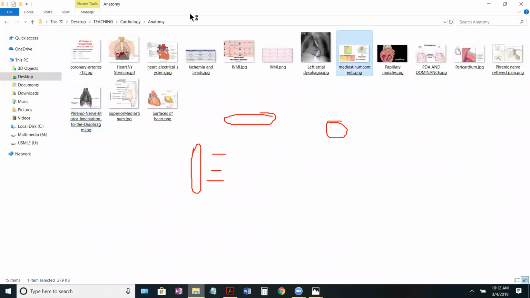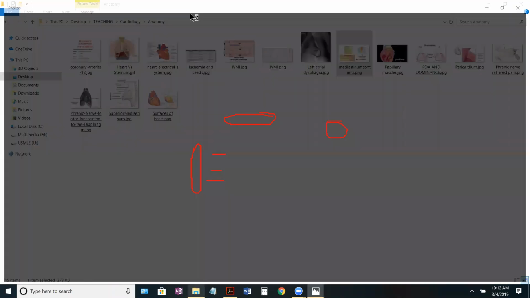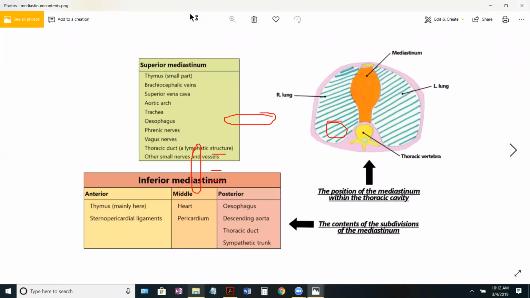So what are the various components of the anterior mediastinum, posterior mediastinum, and the middle mediastinum? As we discussed, the middle mediastinum is composed of the heart and the lining of the heart. In front of the heart we have the thymus, that is the most important thing, and just behind the heart we have the esophagus, descending aorta, thoracic duct, and the sympathetic chain. Very high yield. If you want to know many of the diseases, you have to learn the mediastinum.